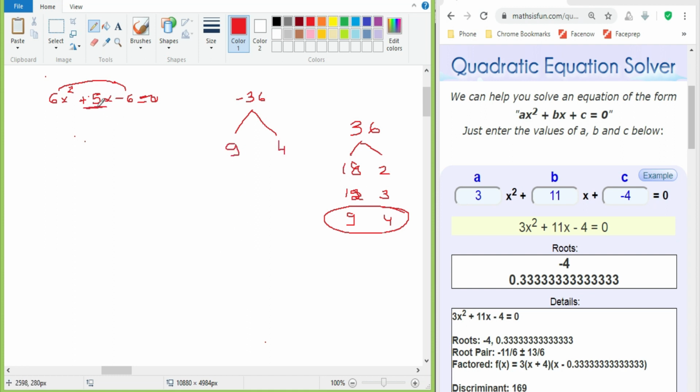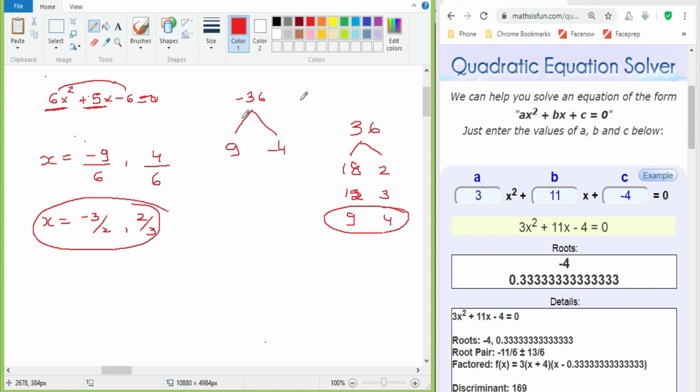As I've already told, when the b value is positive, I have to take the bigger value as positive, and this should be negative. Clear, guys? Bigger value should be positive and the smaller value should be negative. So once after taking that, x is nothing but, first step is negation of the b value. So I can take minus 9 and 4 and divide by the coefficient 6. I can tell x is equal to minus 3 by 2 or 2 by 3.